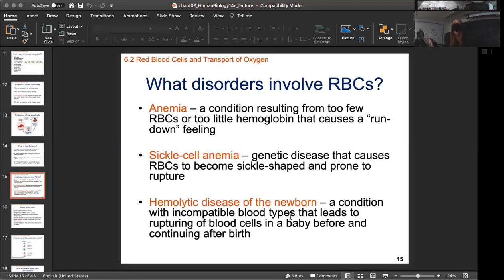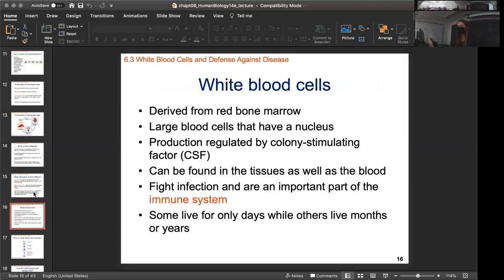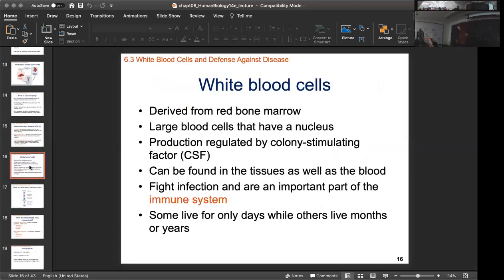We said, well, when you have blood transfusions, somebody who is B positive can't receive A negative. And so what happens if mom and baby are 2 different blood types, and how does that look? Luckily, we have some good technology and some Western medicine that helps us with that a little bit. So let's move on to white blood cells.